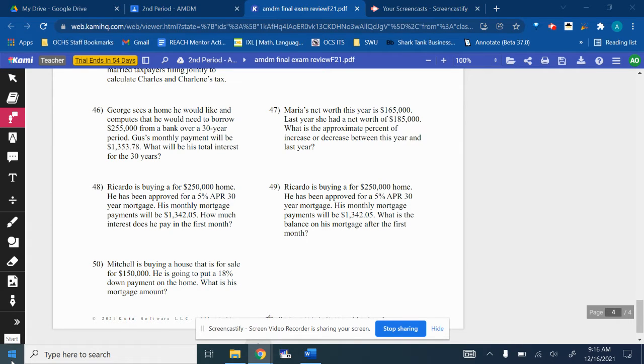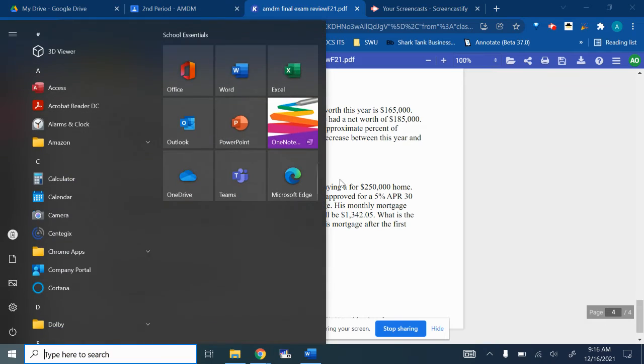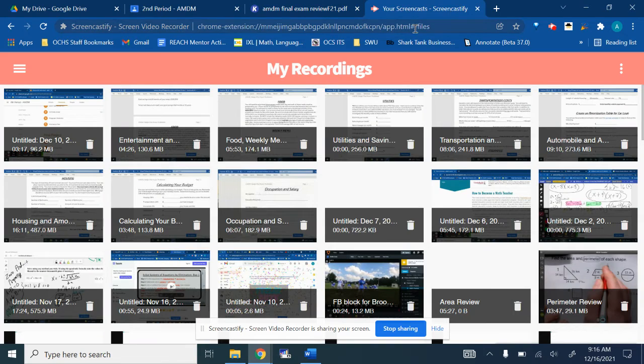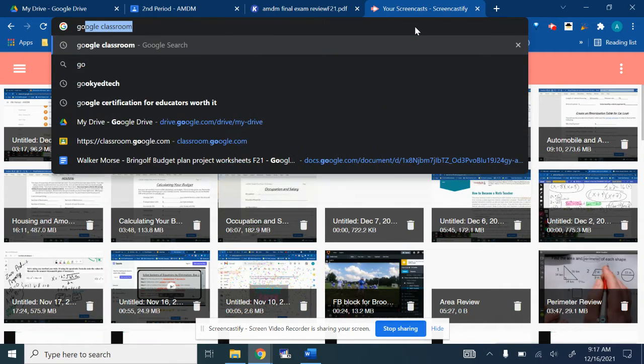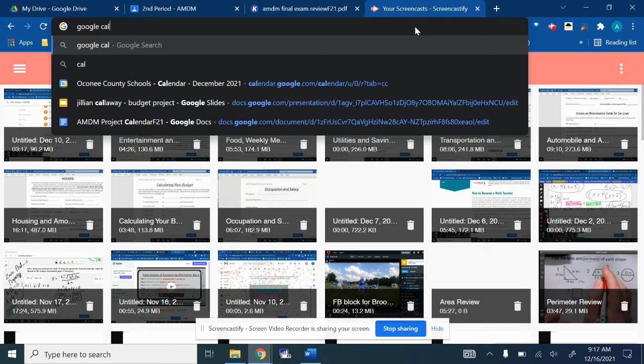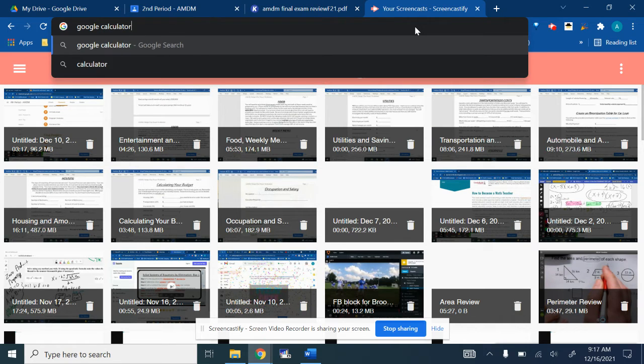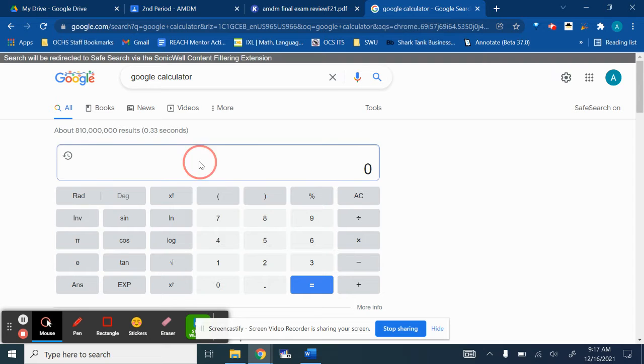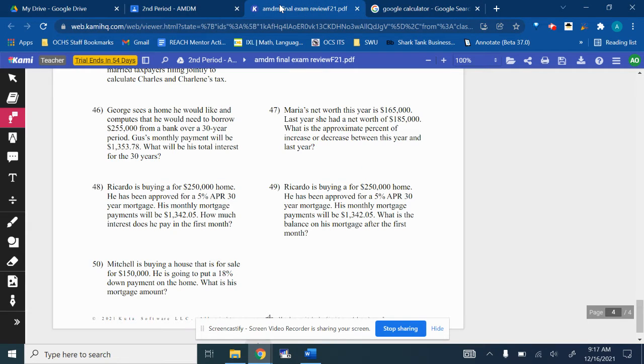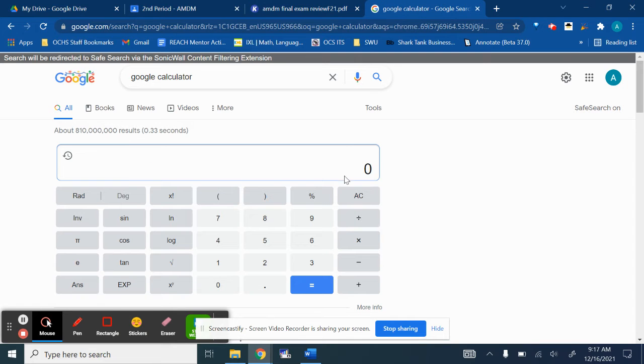Well, you just go to your calculator here, maybe the Google calculator. Now we're at a calculator, and it says that his mortgage was $1,353.78. That's his monthly payment.